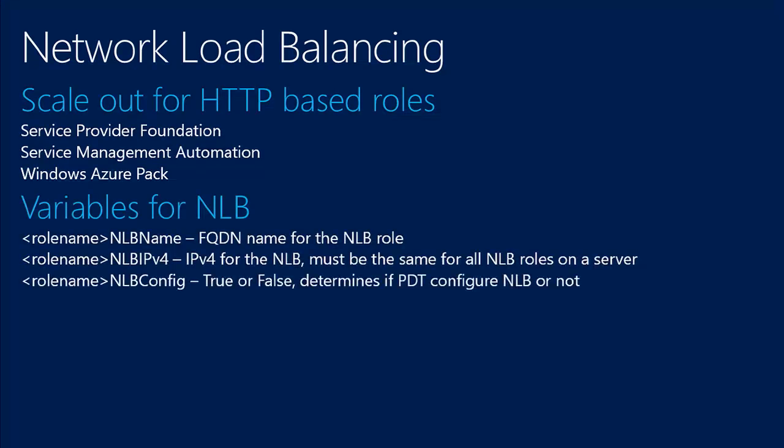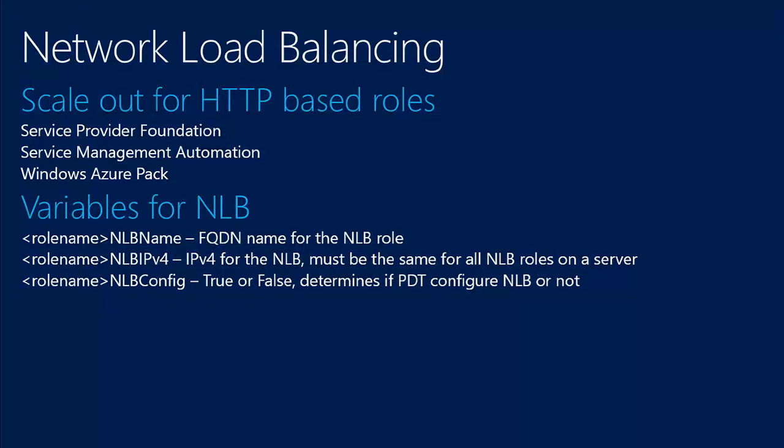In each case, all you need to do is specify one or more of those roles and then specify these 3 additional variables, right? NLB name, NLB IPv4, and NLB config. If you want to use Windows network load balancing, specify all 3, set NLB config to true, and it will actually add Windows load balancing for you.